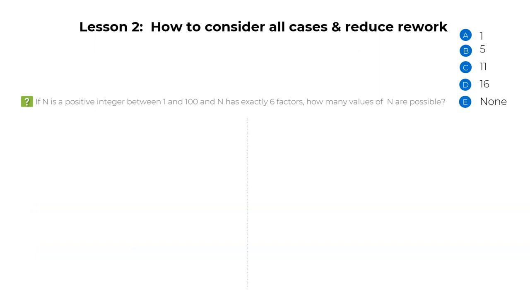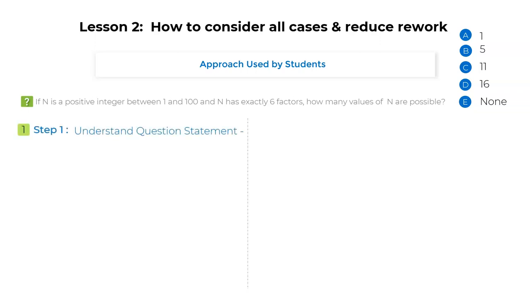So let's start by reading the question stem first. The approach I'm going to show you here is one usually used by students. Most students start off by reading the question stem, which says that n is a positive integer between 1 and 100. So either you write that down in word form, or you write it the way I've shown here. The next information given is that it has exactly 6 factors. So we jot it down, and it's ideally recommended that you jot it down. I'm assuming most students do that. And we finally write down what is being asked: we need to find out how many values of n are possible.